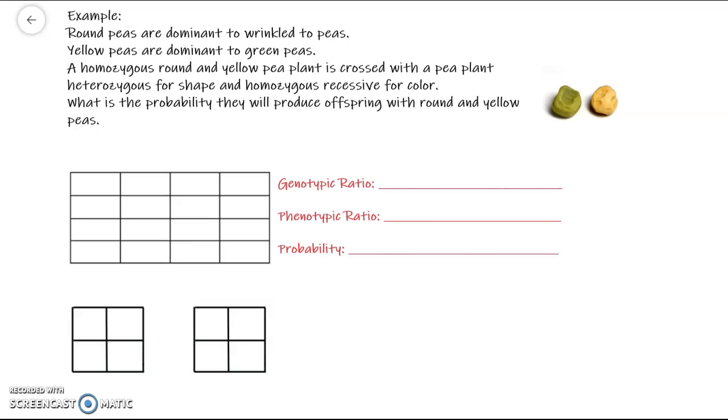Hello everyone, I want to take this opportunity to go through a second example of how to perform a dihybrid cross. So let's begin as usual reading through the problem. It says round peas are dominant to wrinkled peas. So I'll just pick R's as our symbolism for this one. In this case, a round pea is dominant, so as long as we have a capital R, it doesn't matter what the second allele is, you will be round if you're a pea. If you're going to be wrinkled, you will have two lowercase r's, you're homozygous recessive.